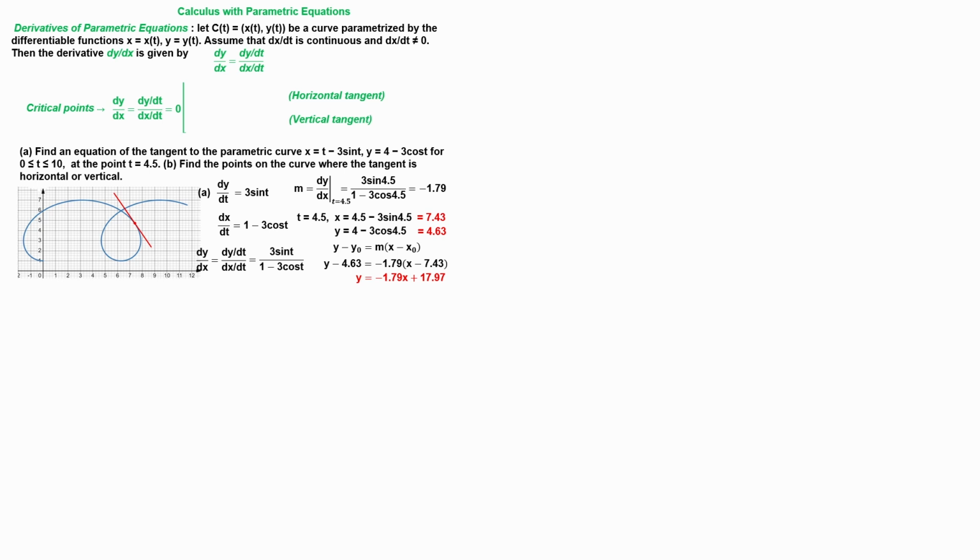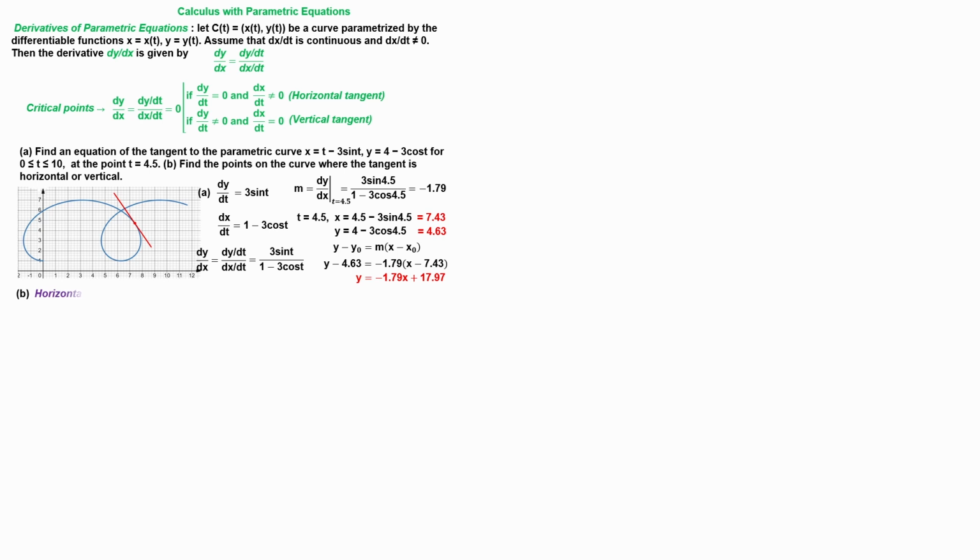Horizontal tangents will occur where the derivative is 0, and that means that we'll get horizontal tangents at values of t for which dy/dt is 0 and dx/dt is non-zero. Vertical tangents will occur where the derivative is not defined, and so we'll get vertical tangents at values of t for which dy/dt is non-zero and dx/dt is 0.